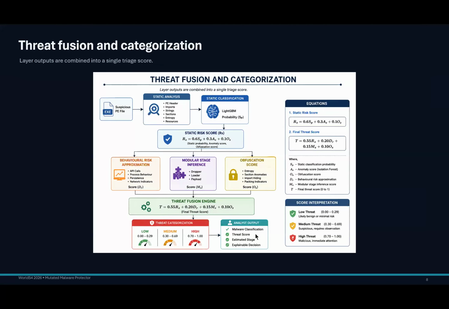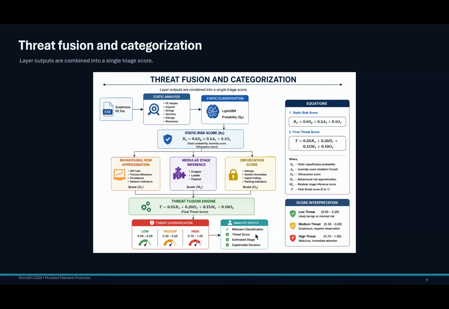And apart from that, the full architecture starts with the input PE files, and it scores them with three complementary indicators: the malware probability generated by LightGBM, the anomaly score from the isolation forest model, and the obfuscation score, working in parallel to give a static risk score. Then the behavioral risk and the modular stage inference work in parallel, giving the malicious behavior of the static and dynamic malware and predicting whether it behaves as a dropper, loader, or payload. Together they feed the threat fusion engine's final score, giving low, medium, or high threats.